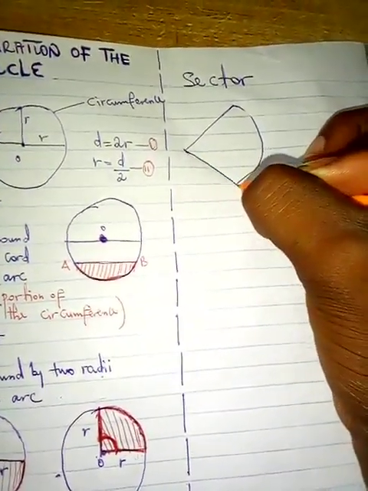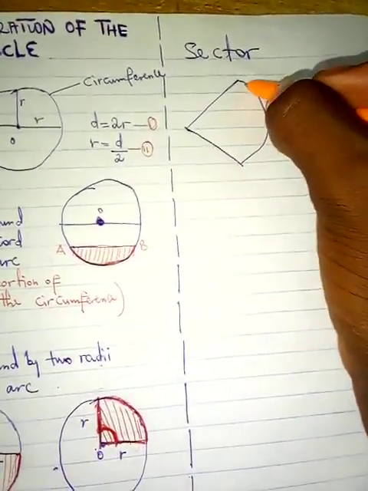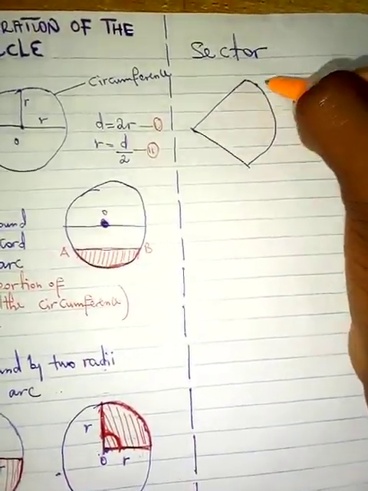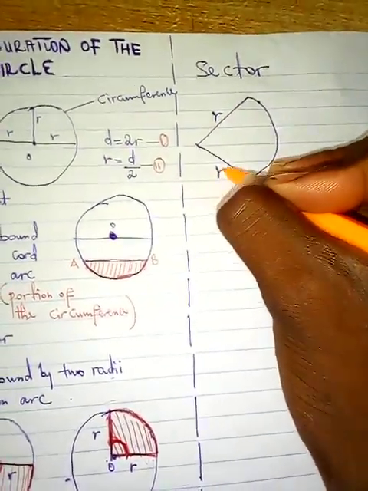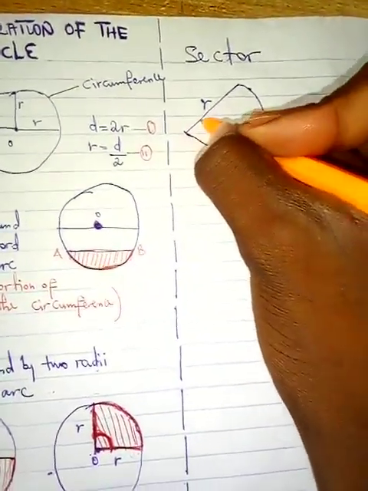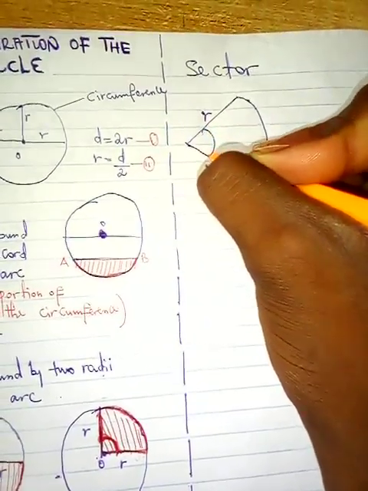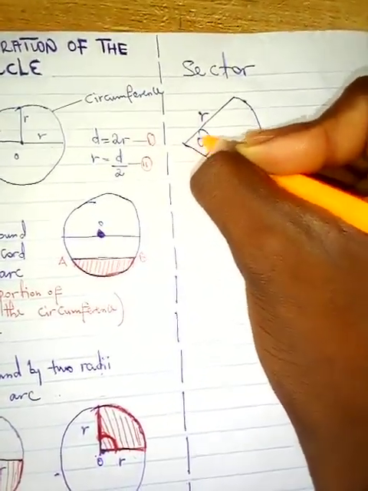If you're dealing with a sector, I'll start with its area. Remember, this is your radius value. This is also your radius value. The angle representing the sector is here, which is just going to be theta.